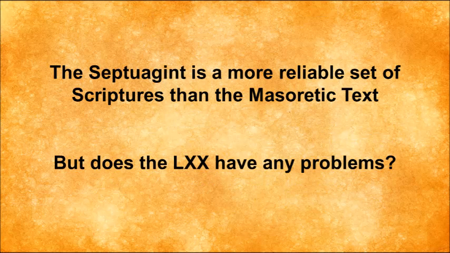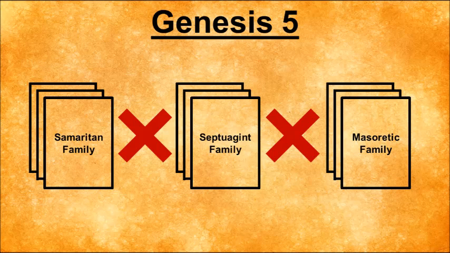The fourth video in this series will explain why the Septuagint is a more reliable set of scriptures than the Masoretic. When it comes to these two families of manuscripts, it appears that the Septuagint is always superior to the Masoretic. But is there any passage in the Septuagint that cannot be genuine? I have found only one such passage. The genealogy from Adam to the flood in Genesis 5 is different.